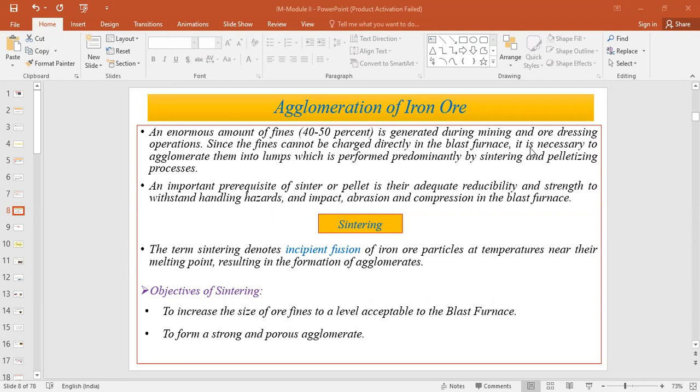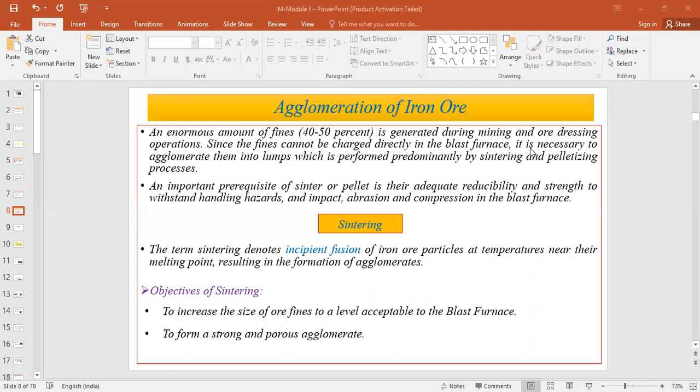So start with the sintering. The term sintering basically denotes the incipient fusion, the localized fusion of iron ore particles at temperatures near their melting point, resulting in the formation of agglomerates. The objective of sintering is to increase the size of the ore fines to a level which can be acceptable for the blast furnace and form a strong and porous agglomerate. This is very important.